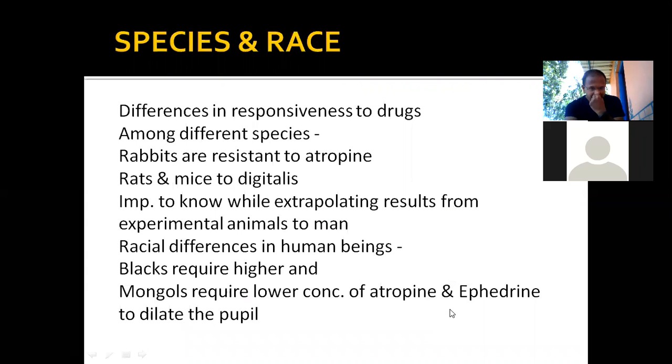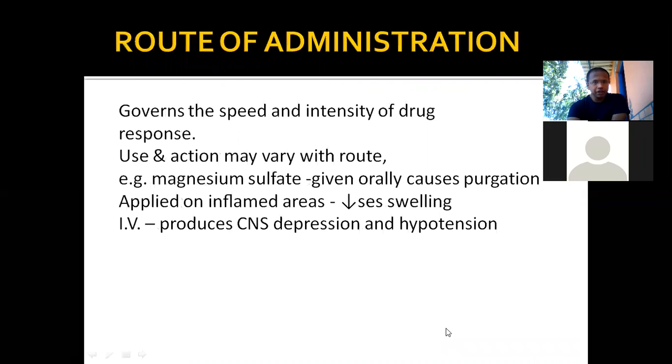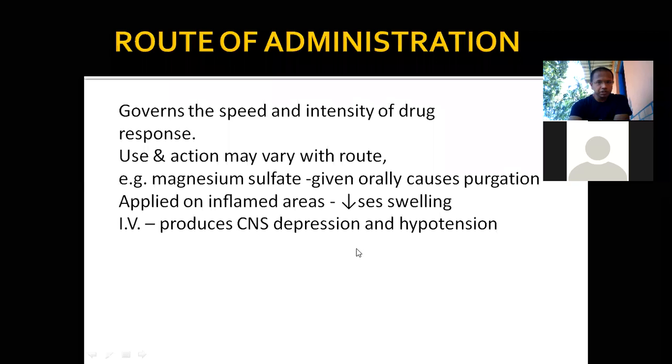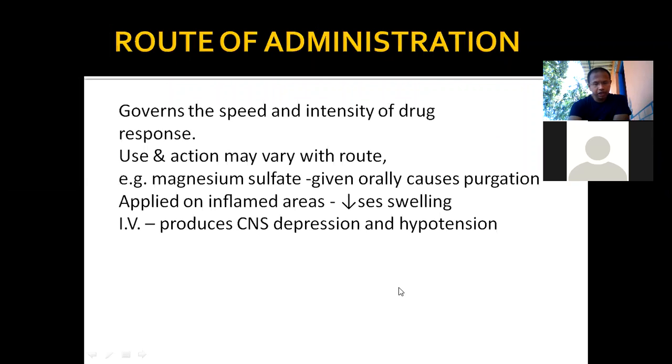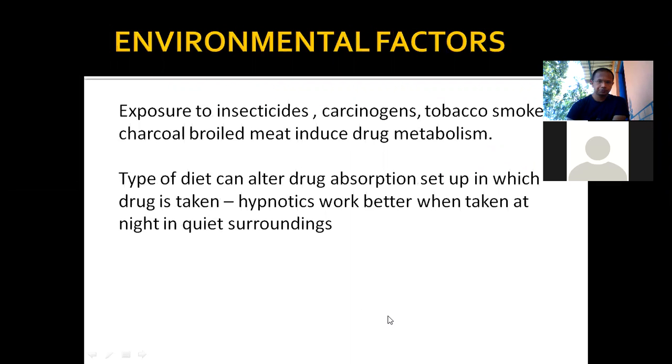Regarding species and race, we have discussed that blacks require a higher concentration, and Mongols require a lower concentration of atropine and ephedrine. Route of administration, we have discussed that intravenous is the ideal route, while with the oral route we can have delayed effects. Intravenous route also comes with toxicity which can kill the patient in seconds.